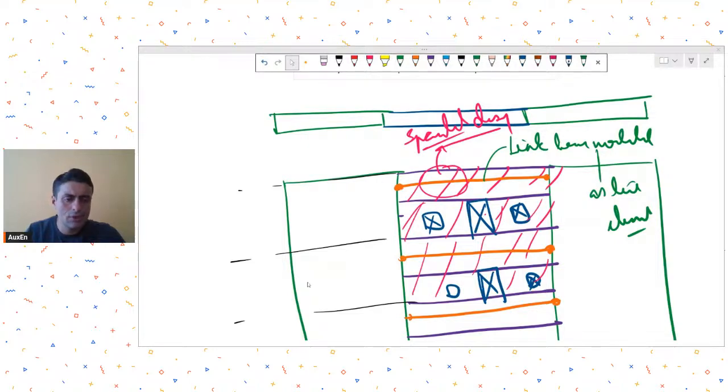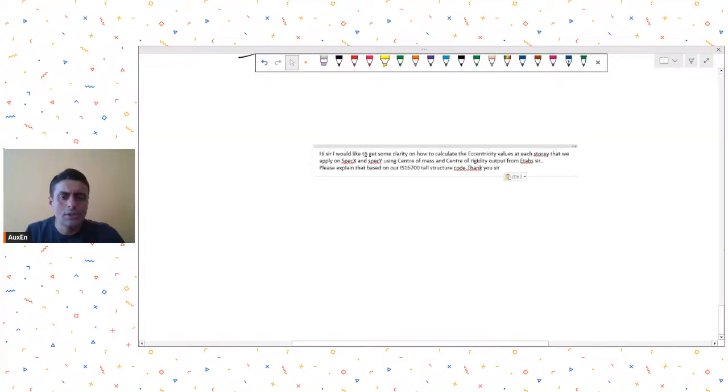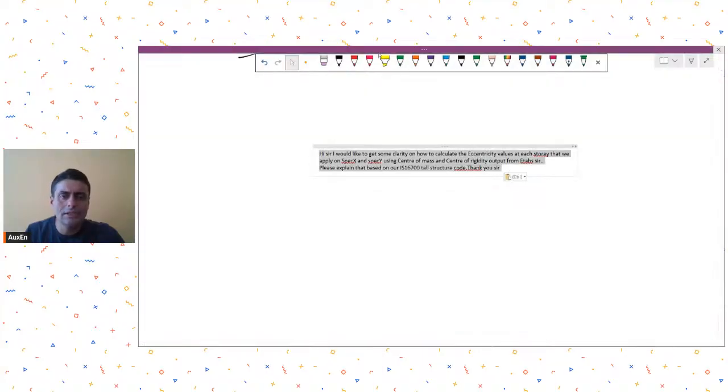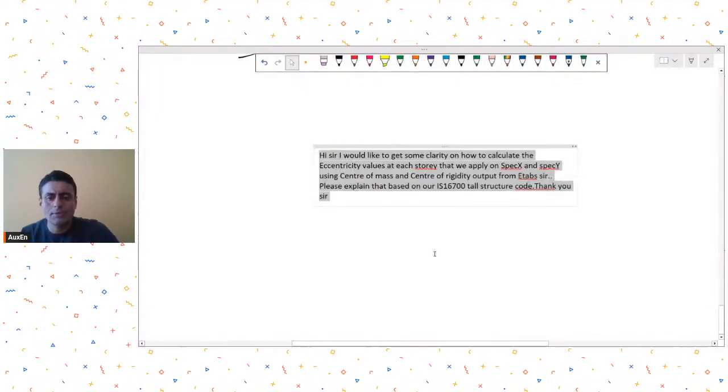Next question is from Balaji, engineer Balaji. He is asking, I would like to have some clarity on how to calculate the eccentricity values at each floor. See, eccentricity values at each floor basically is the difference between the center of mass and center of rigidity. Okay, that in simple terms is the eccentricity.